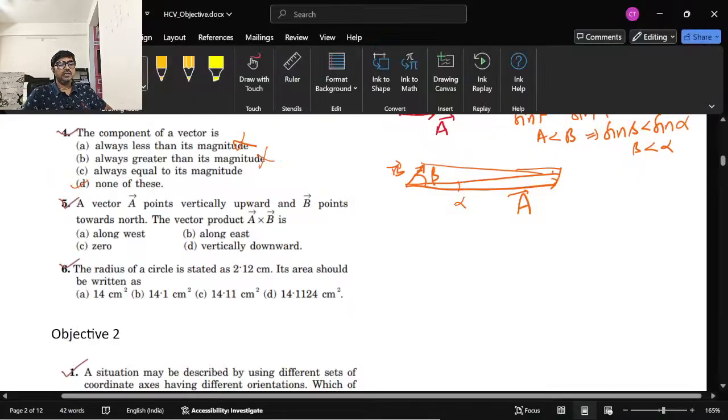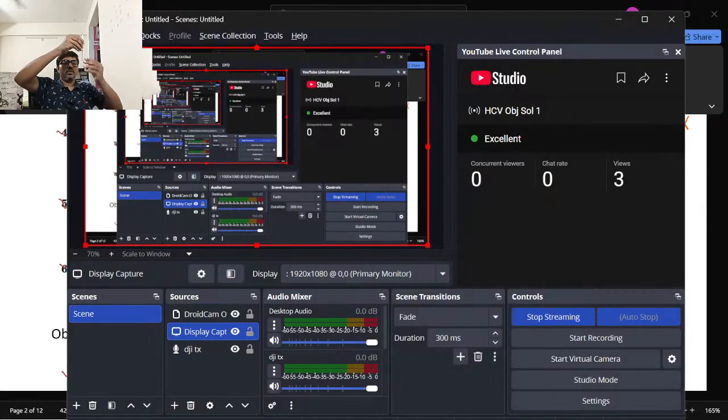They said A bar is vertical upwards, B bar is towards north. Okay. So A bar is vertically upwards, sir. Like this, my hand. A bar is vertically upwards. Okay. And how is B bar? B bar is not vertical upwards. B bar is along north.